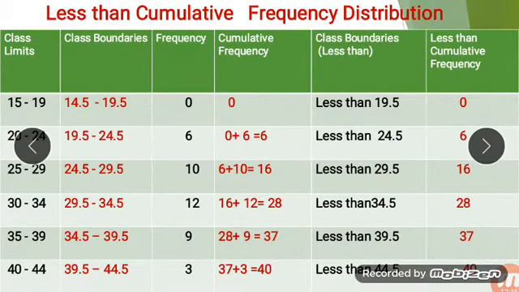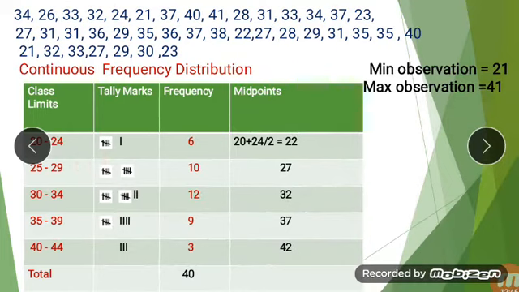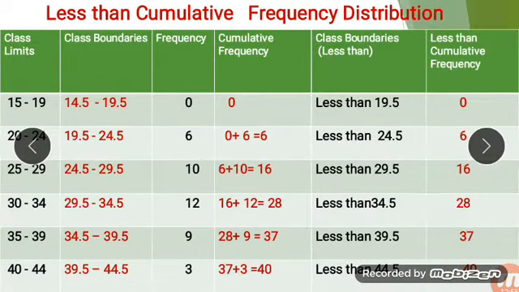For making the less than cumulative frequency distribution, we have to add one more class, the preceding class, since the first class is 20 to 24. So you have to think what the class prior to this can be. Keeping in mind the class interval, if we write 16 here, then 20 minus 16 will be 4, and the class interval will not be 5. So 15 to 19 is the preceding class.